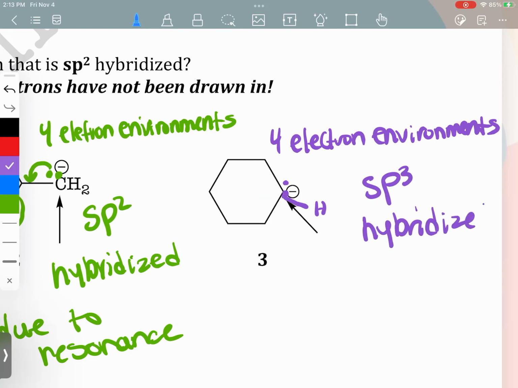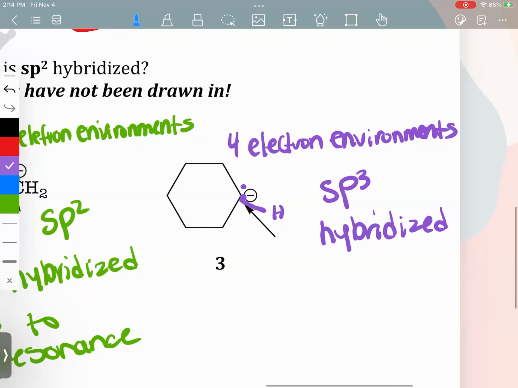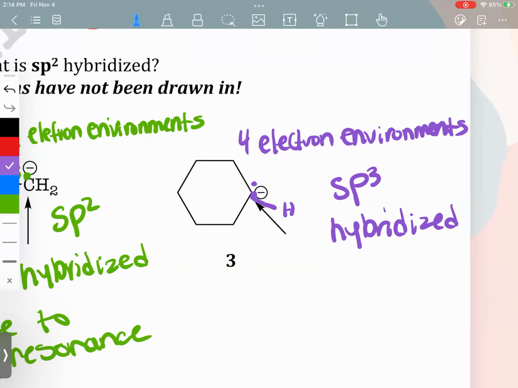Hybridized. But you're saying there's no double bonds, so there's no resonance? No, since there's no double bond in this cyclic structure, there's no resonance at all. So that carbon cannot change its hybridization. It has to be sp3 hybridized. Okay.